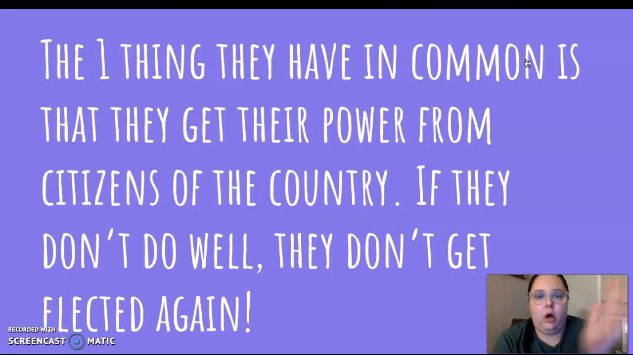The one thing that all those people have in common is that they get their power from citizens of the country. So voters give them their power. They don't have a job if people don't vote for them. And if they don't do well, they're not going to get elected again. So the way these elections work, they really make sure that people are doing their job and they hold them accountable, because people want them to follow through on the things they promise. They want them to do the best they can. And if they don't, they're probably not going to vote for them again.